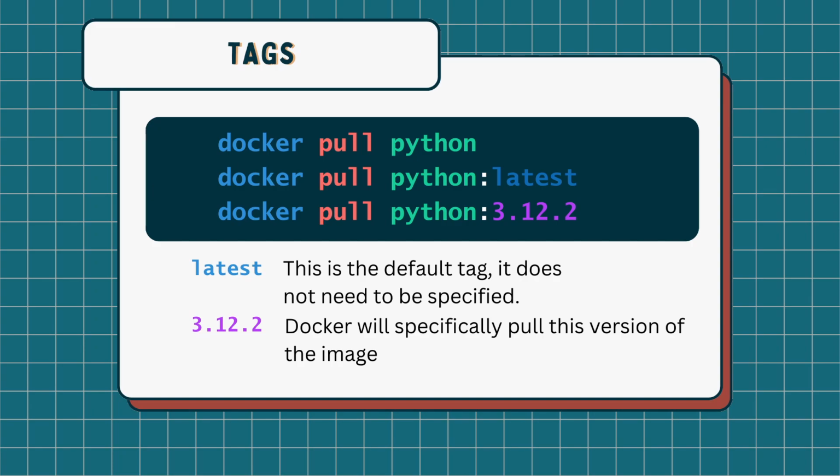Now let's look at tags. Basically, tags allow us to give an image a specific version or label. We've seen the Python image on its own, but notice that this time there are tags included after the colon. Let's look at the Python image with the latest tag. By default, when you pull an image and you don't specify the tag, it will always grab the image with the tag of latest. This is the default action. This means that adding the tag latest is optional, but if we add the tag 3.12.2, we specifically download that version of the image.